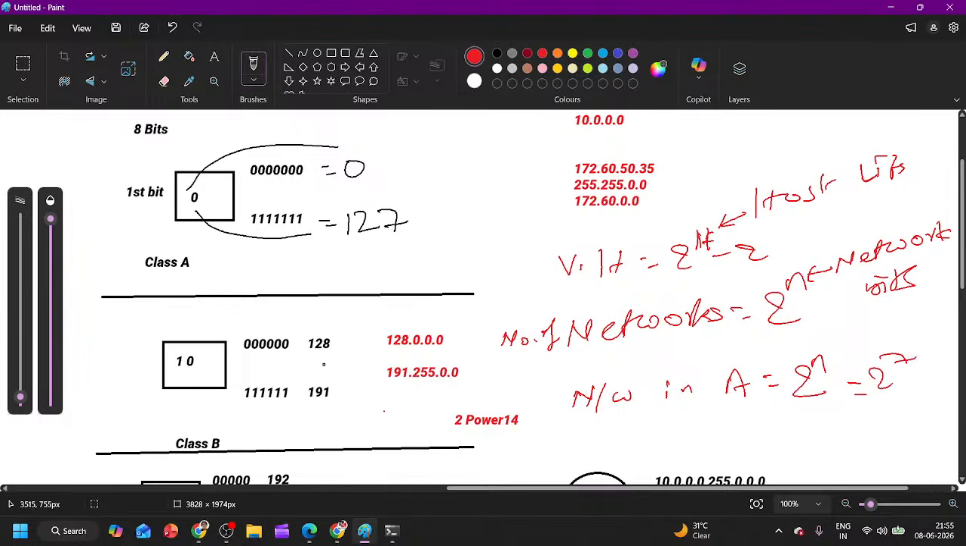So 2 power 7. In class B, 2 power 16 minus 2, because 2 bits are reserved, so 2 power 14. And in class C, 2 power 21.